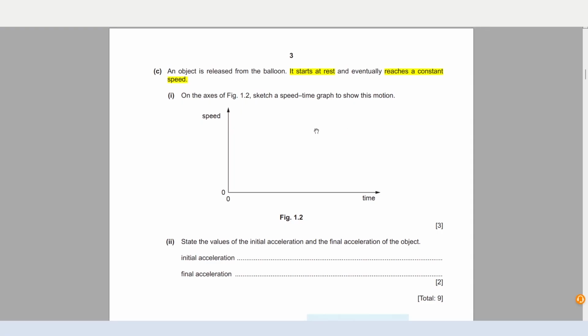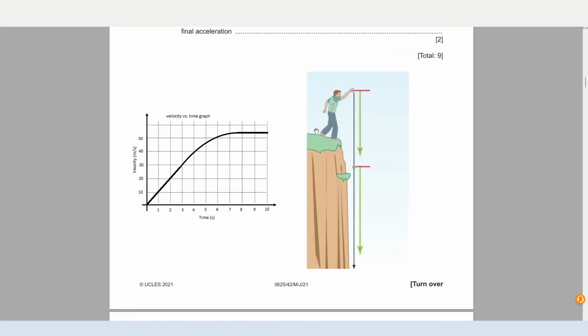As I am using a digital copy, I don't have access to a pen, so I'm going to give you an example here. This is the exact example. You have to draw a graph like this. The graph starts from the origin and here the velocity is constant. So that's why the gradient is 0.